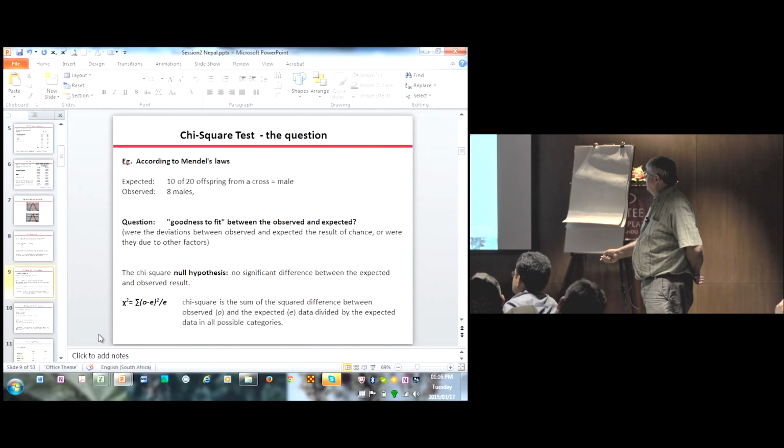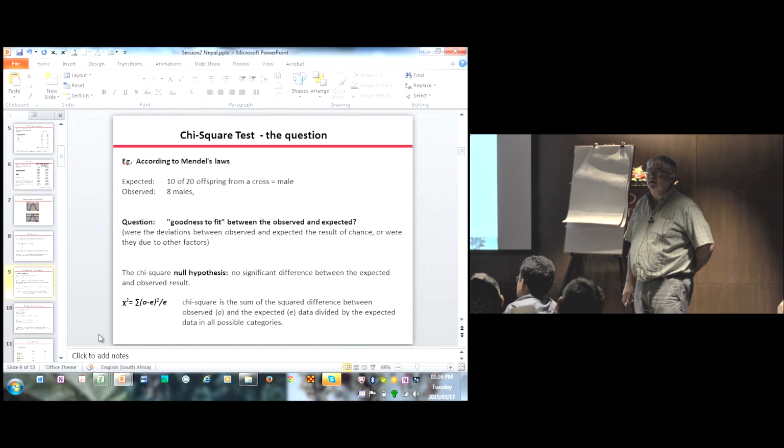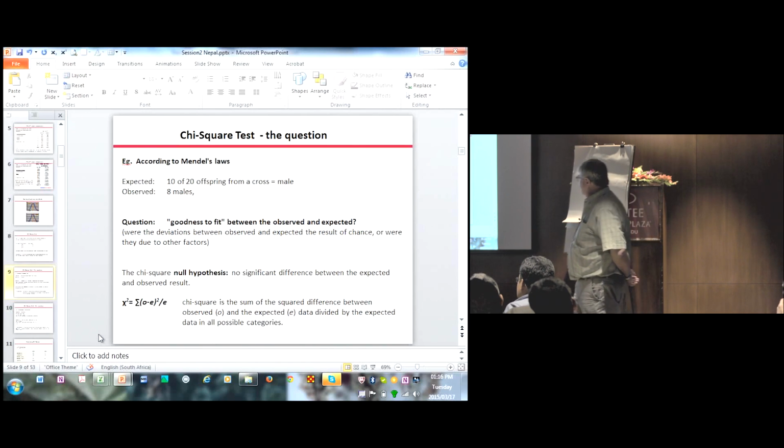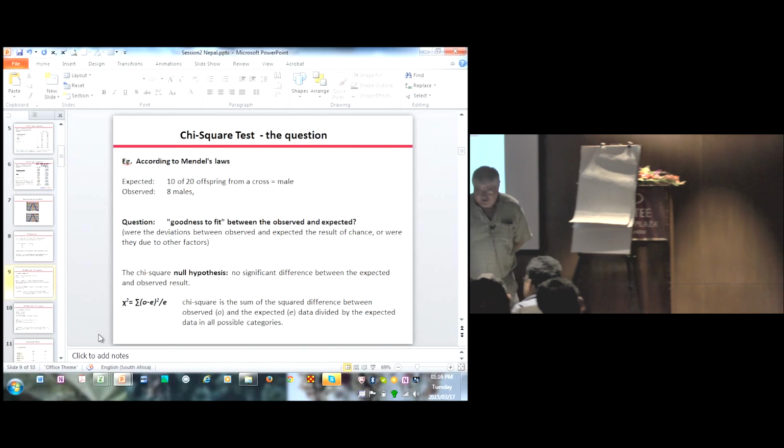Now the very basic formula for the chi-square value is the sum of the difference between the observed and the expected, and you'll notice I put a square in there again because I want to get rid of the negatives, divided by E, which is the expected. So in other words, it becomes essentially a ratio of the expected, and I do that for all the possible categories.